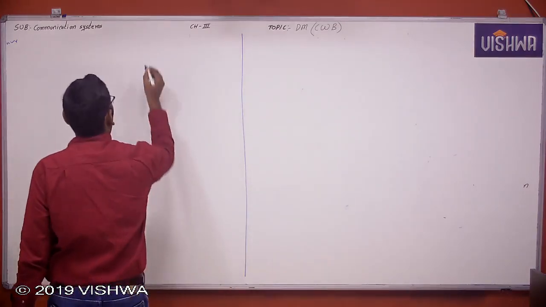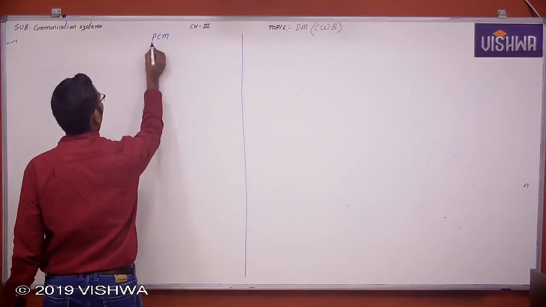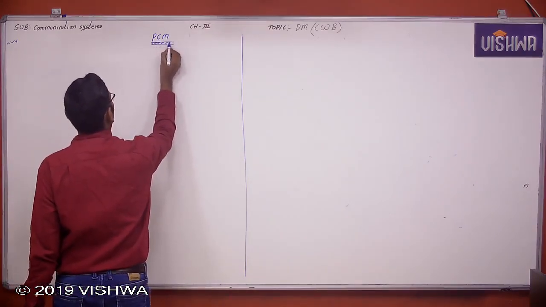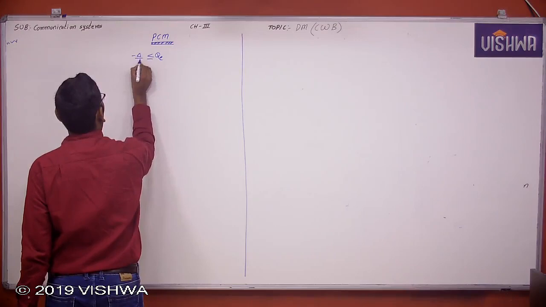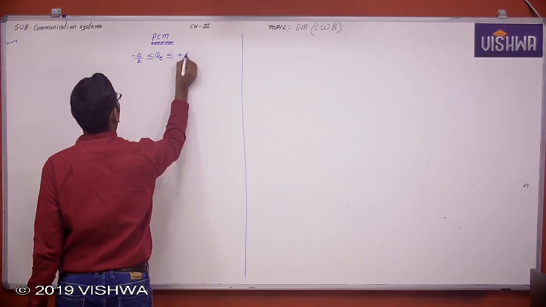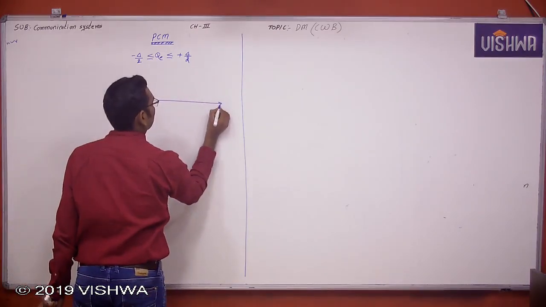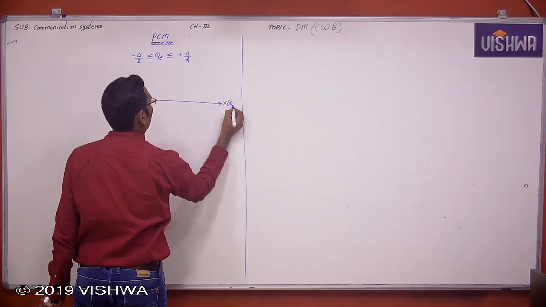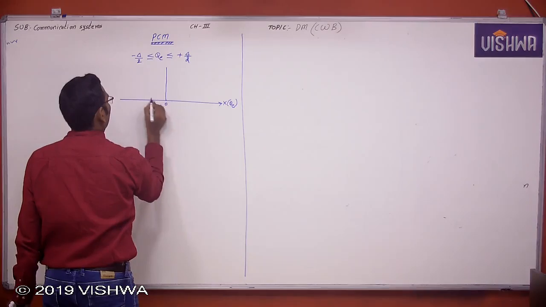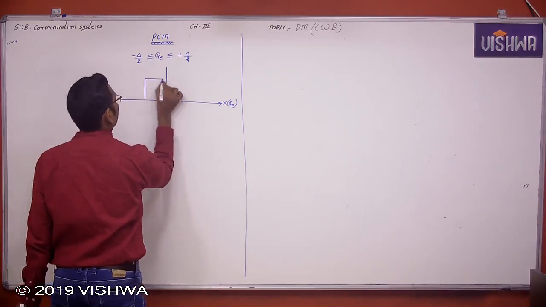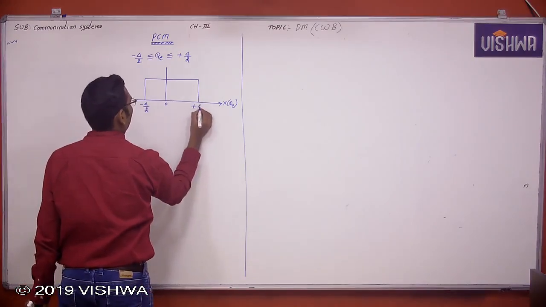Now see here, this is PCM. In pulse code modulation, this is a uniform quantizer and the quantization error varies between minus delta by 2 to plus delta by 2. You know that? Now this is the quantization error which varies from minus delta by 2 to plus delta by 2.